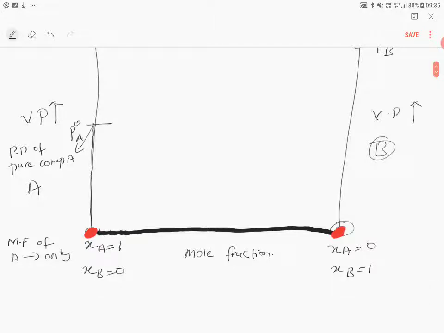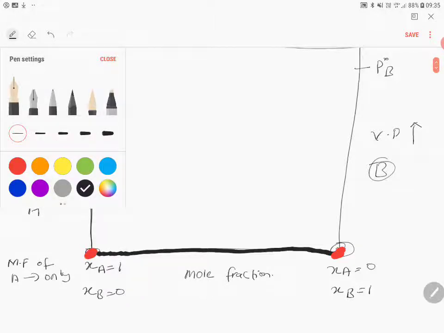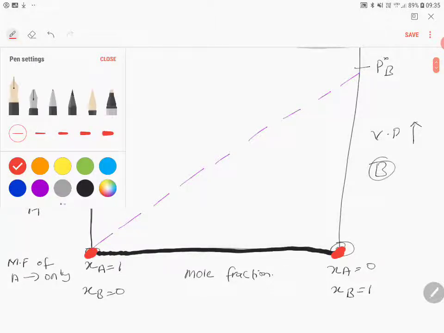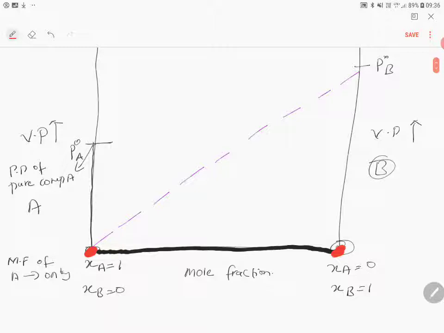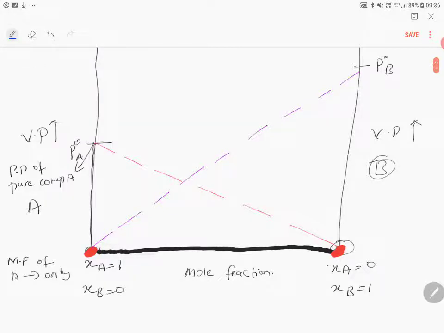Now we try to connect these graphs and see what we can get from these graphs. This is one plot, and this is another plot. Next you can also connect these two plots here. What does this line represent? This line represents total pressure, which is the sum of partial pressures of both the components.